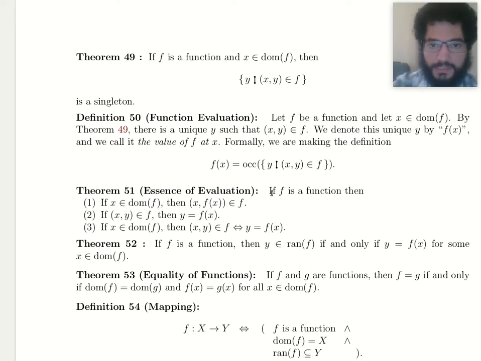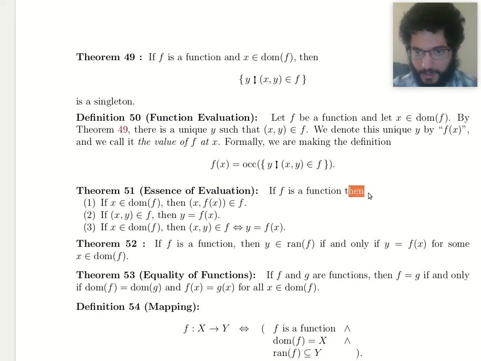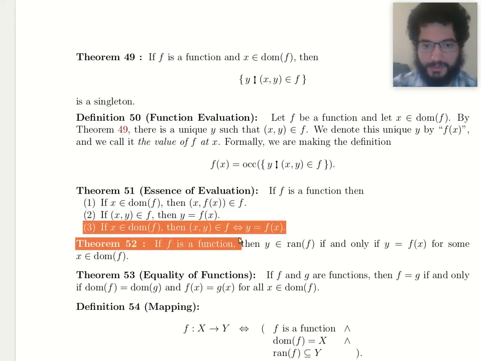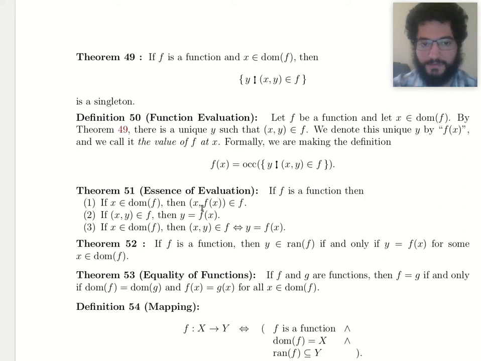So the first thing to notice is that it starts with an assumption. If f is a function, then 1, 2, 3. When you see this list 1, 2, 3 following a then, that means it's a conjunction saying if f is a function, then this statement is true, and this statement is true, and this statement is true. But each of these is itself an if-then. So I'm going to break this up into 3 parts where I mush the assumptions together for each part.